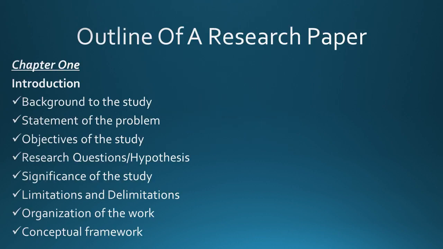Now, the outline of a research paper. A research paper should follow a chronological order. That is why it has been divided into sections. So the first section you will see, which is chapter 1, talks about the introduction. The first item in the introduction section is usually background to the study.